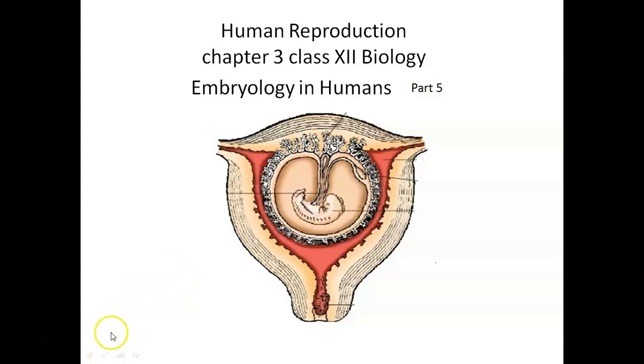Hello students. Continue with the chapter Human Reproduction. Today we are going to study post-fertilization changes, that is, we will start with embryology in humans. The development of zygote and formation of embryo, and after that differentiation, that is formation of different organs.